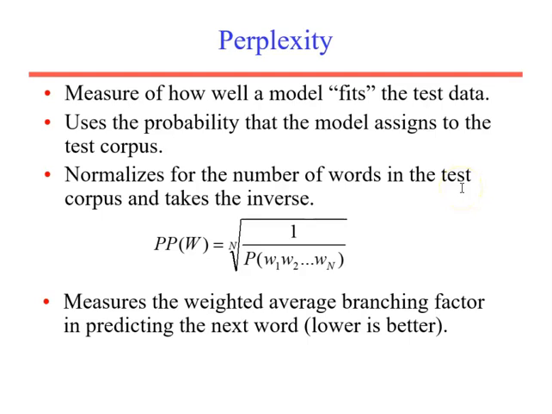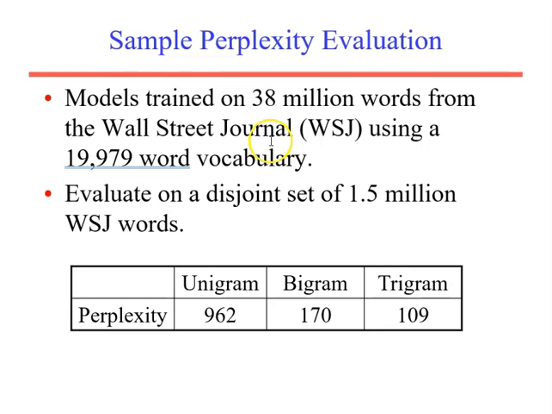So the metric used to evaluate a language model is called perplexity, and essentially it measures how well a model fits the test data. So I use the probabilities that the model assigns to the test corpus. So it normalizes for the number of words in the test corpus. So perplexity of a given word W is the nth root of 1 over the probability of the specific word that was assigned by the model. So, for example, if this model was trained on 38 million words from the Wall Street Journal using a vocabulary of close to 20,000 words, and we evaluate on a disjoint, so unseen, set of 1.5 million words from the same Wall Street Journal. So you can see that the perplexity goes down as the model complexity goes up, which is expected.